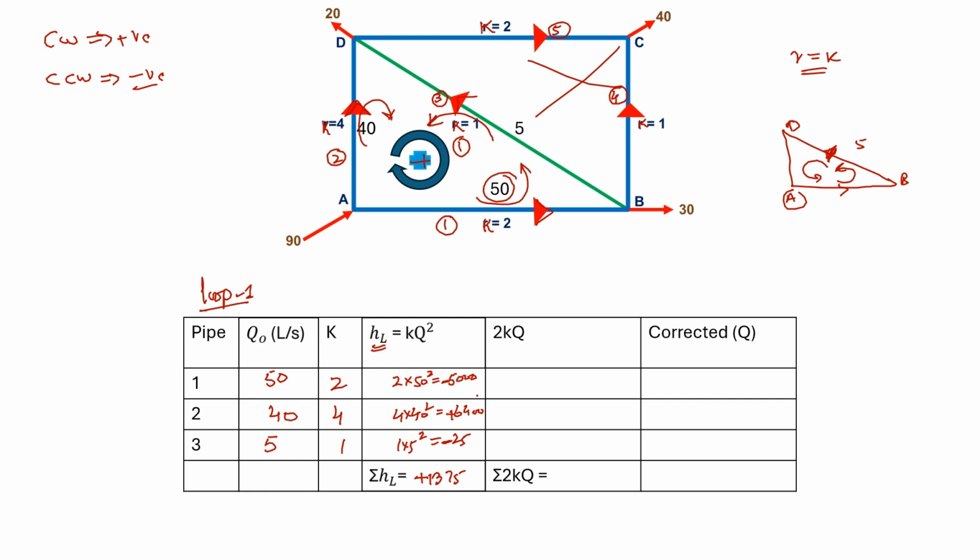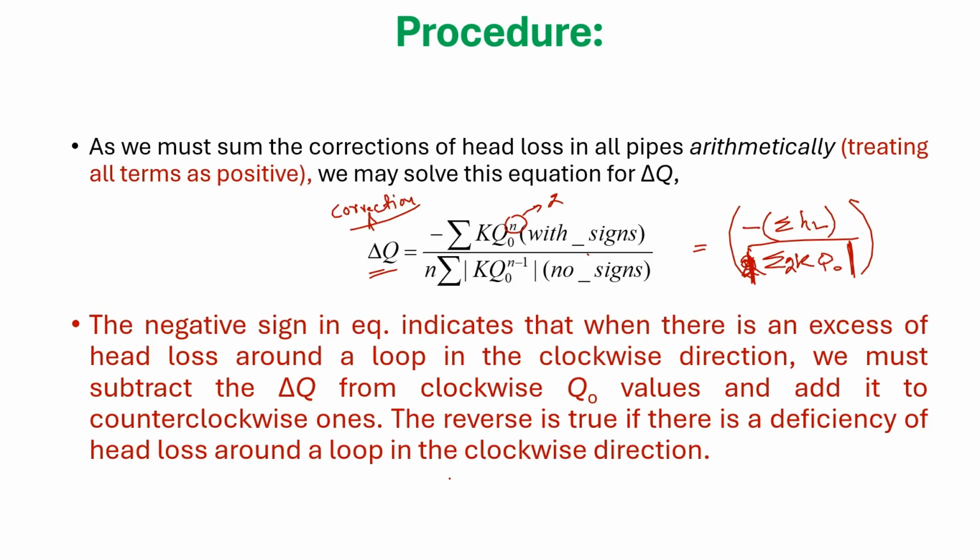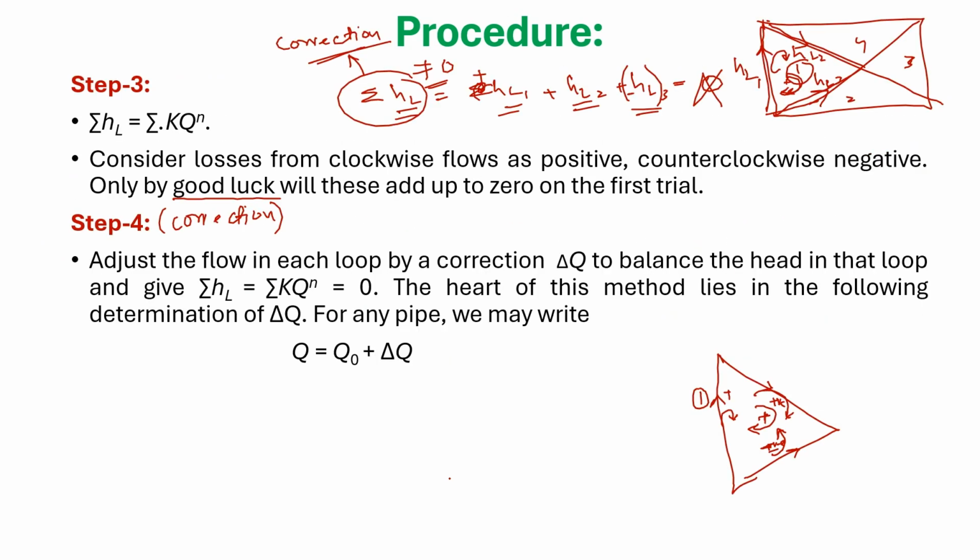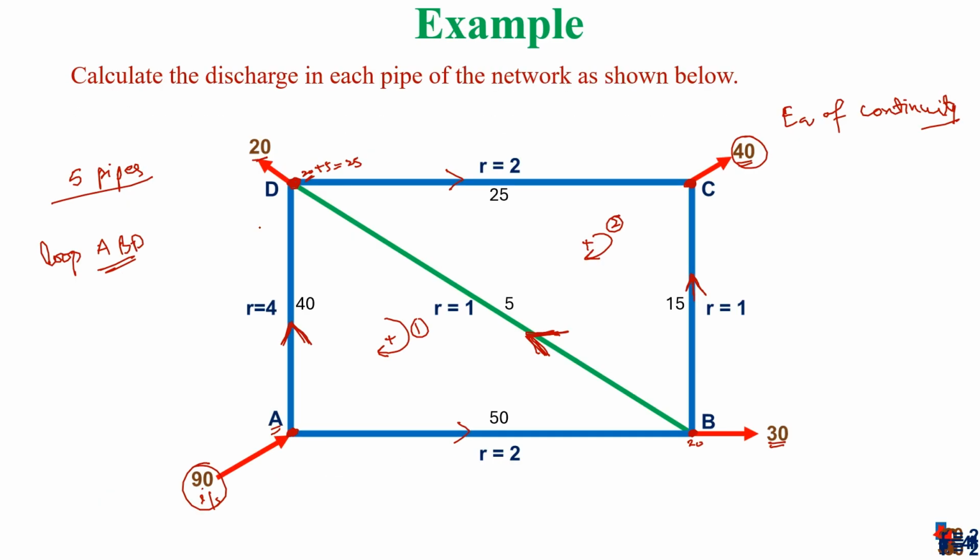It means that the summation of HL is not zero. In the steps we studied, we need the value of HL equal to 0. But in our case, it is not 0. It means we need step 4, which is the correction. We have to apply the correction.